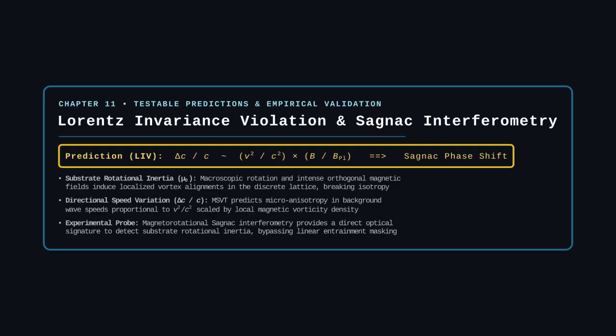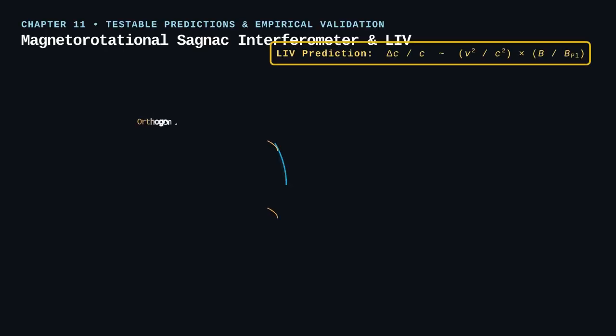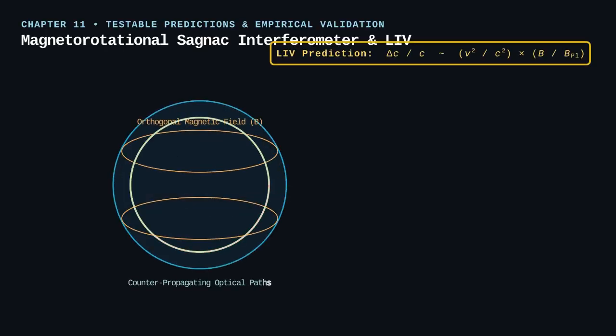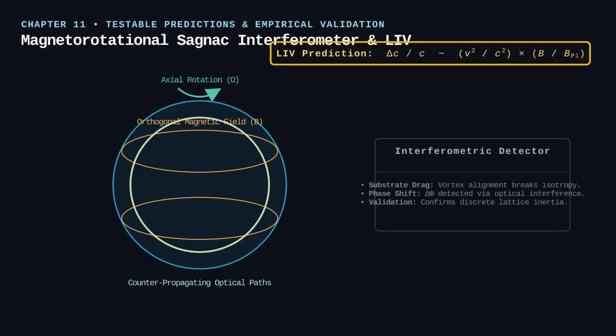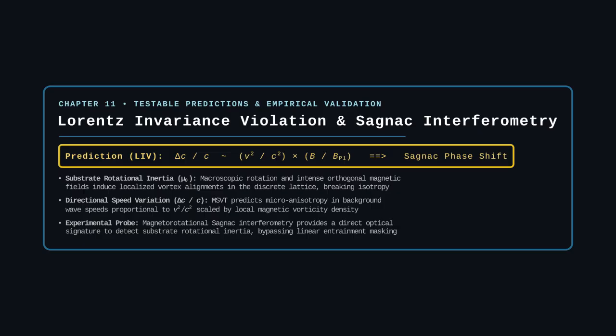Because the spatial lattice possesses a physical rotational inertia, mu_0, and an intrinsic carrier frequency, f_0, approximately 2.95 times 10^42 Hz, a macroscopic physical body undergoing extreme rotational acceleration induces localized vortex alignments in the spatial grid. While linear translation is masked by superfluid boundary layer entrainment, high-speed axial rotation combined with intense orthogonal magnetic fields creates a localized anisotropy in the background acoustic wave speed, c.